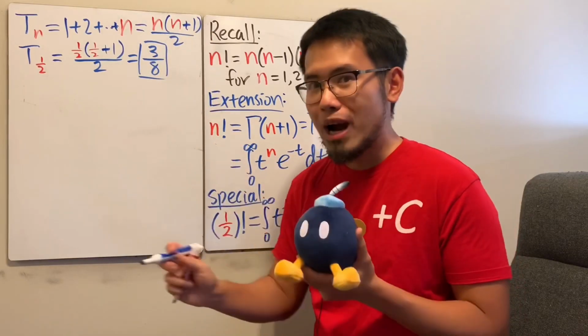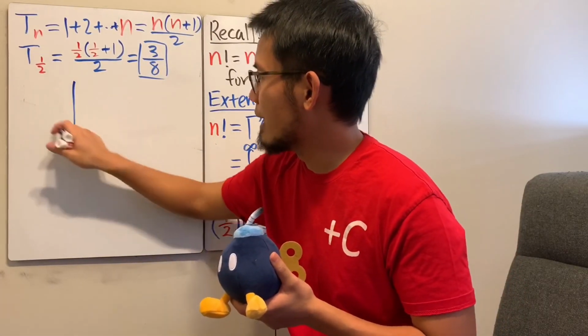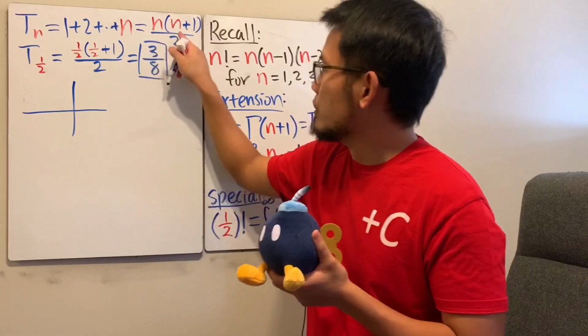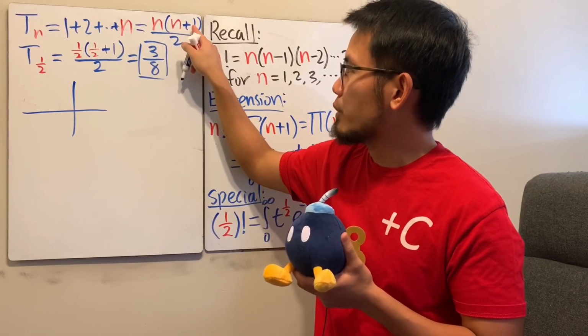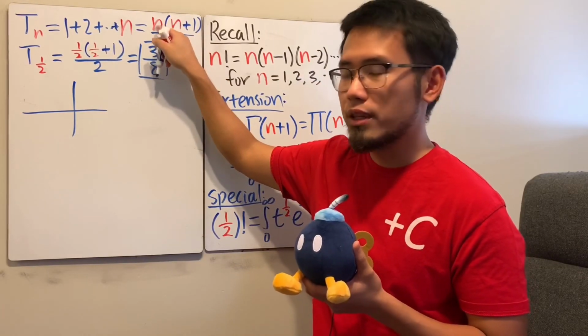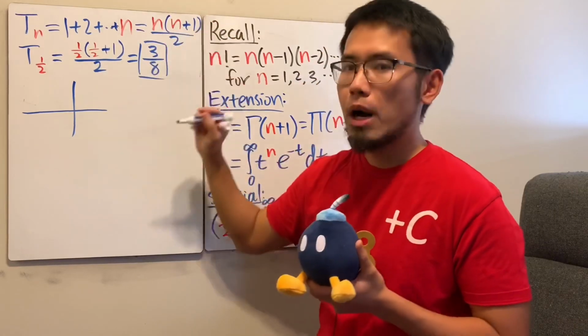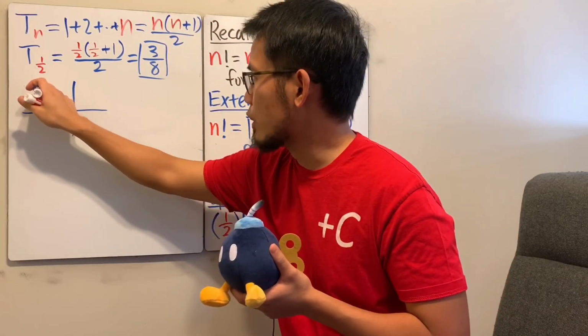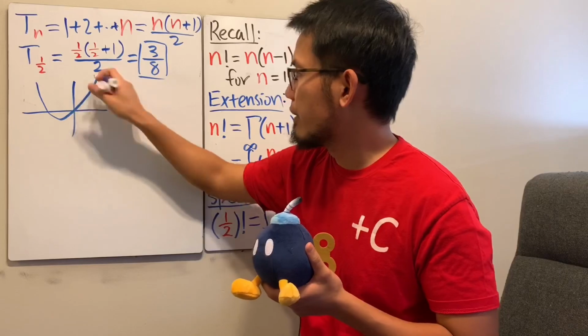In fact, you can do a lot more crazy things with this because, for example, if you take this and if you graph it, let me just put this down right here for you guys. You see, when n is equal to -1, you get 0. When n is equal to 0, you also get 0. And this is the open up parabola. So you actually end up with a graph like this, right?